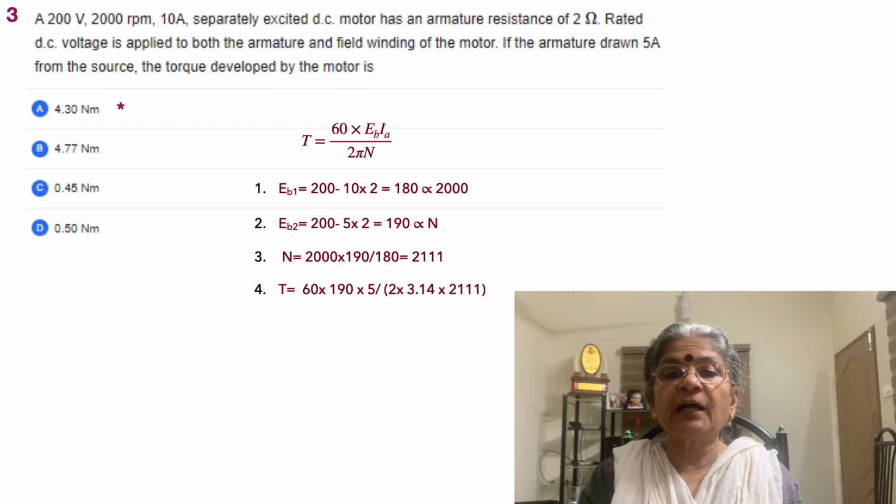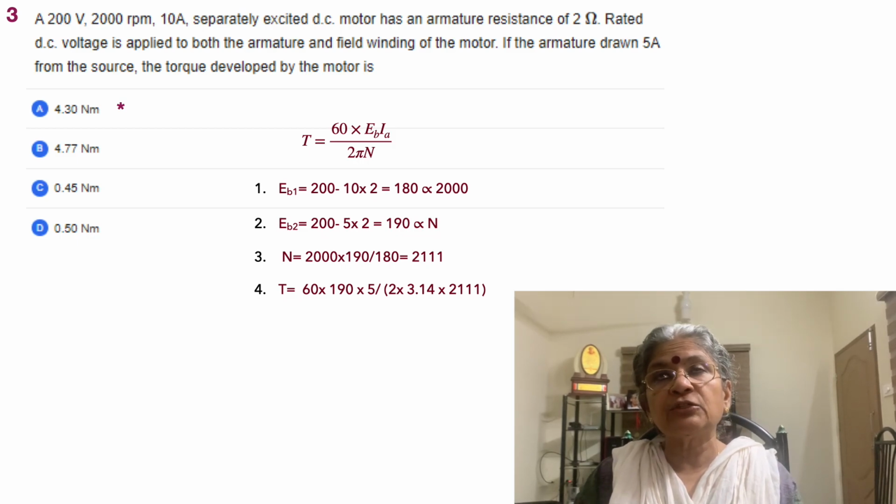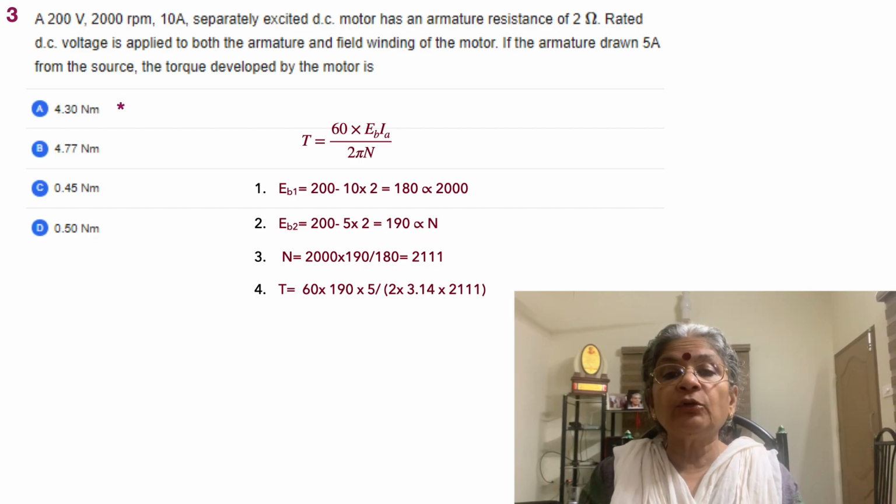200 volt, 2000 RPM, 10 amps, separately excited. Separately excited means it's like a shunt motor in that flux remains constant, but at the same time you can control it separately. It has an armature resistance of 2 ohms. So 2 ohms, 10 amps, 20 volt drop, and 200 volt minus that gives 180 volt. Those things should come immediately as you read the problem. The rated speed, which is proportional to EB, is 2000 RPM. Rated DC voltage is applied to both the armature and the field winding of the motor.